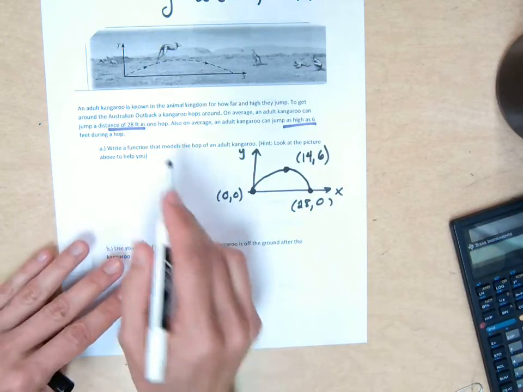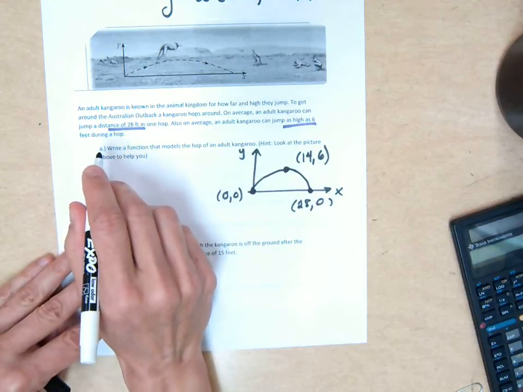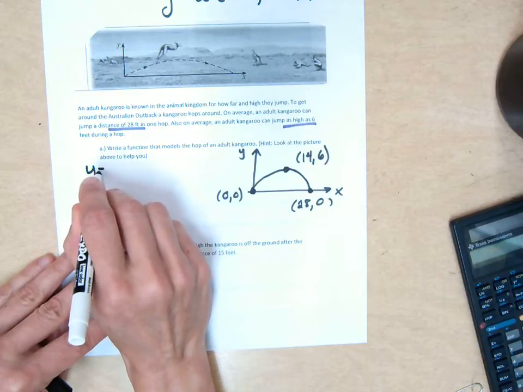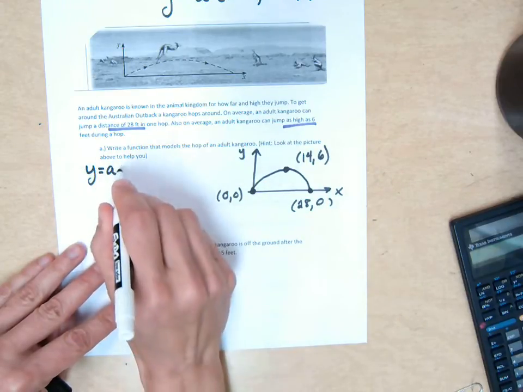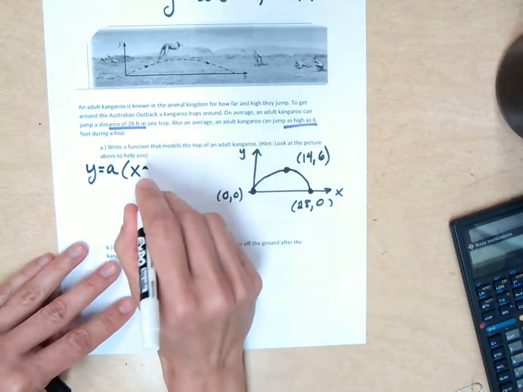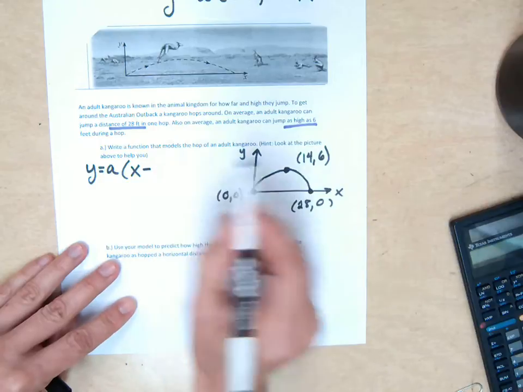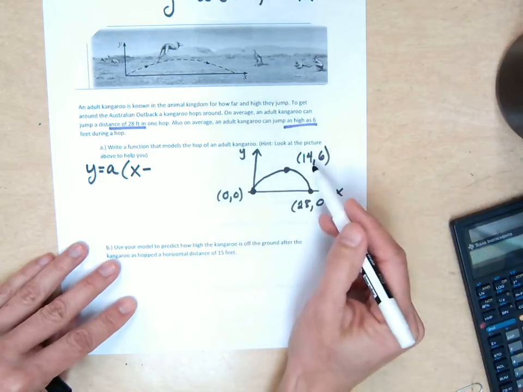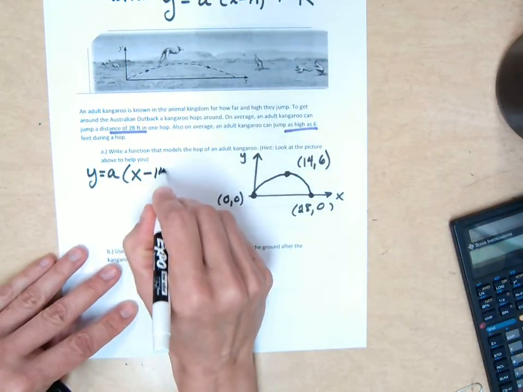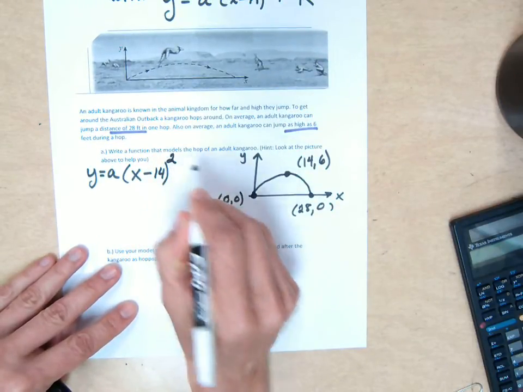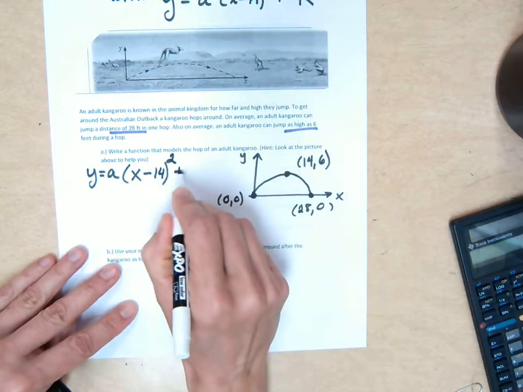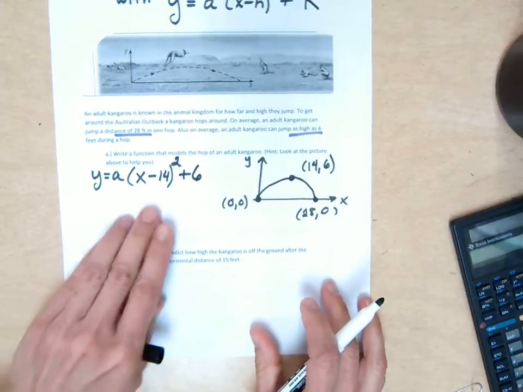So first we write the equation and plug in the vertex that we know. So it's y equals a, this is what we know so far, y equals a times x minus what? What's h? So h is 14, and so it's x minus 14 squared, and then what's k? Plus 6. So I want to stop there just for a second.